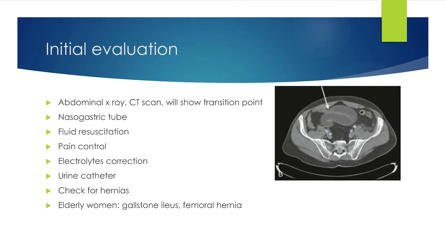Every patient with a small bowel obstruction, as a rule, should have a urine catheter, and on a clinical examination, don't forget to check them for hernias, particularly groin hernias in elderly women. And if they have no previous abdominal surgery, in this particular subset of elderly women, think about gallstone ileus and femoral hernia. It's always very exciting to make the diagnosis on clinical grounds, and then that can be confirmed by imaging.